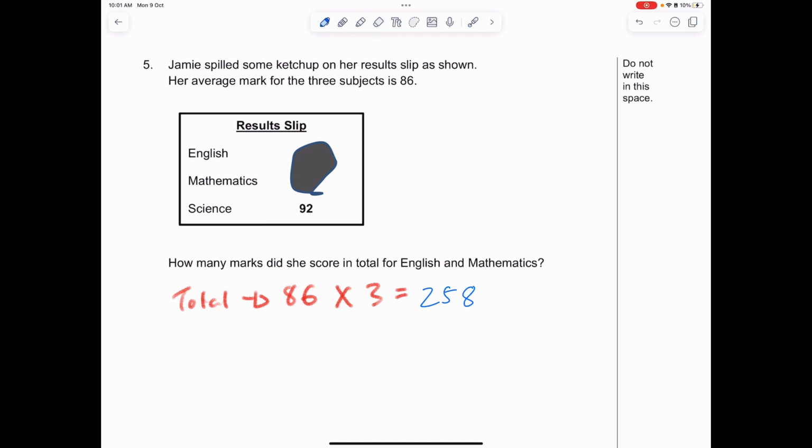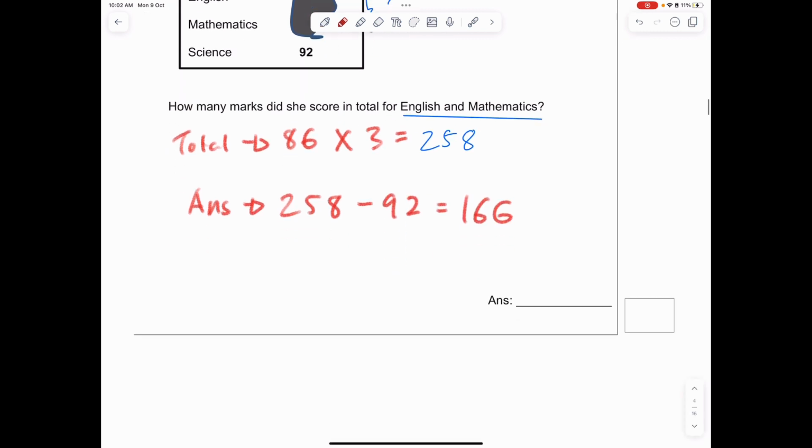Okay? Now, in total for these 2. So these 2 are the unknown. So what you can do is you take total, subtract away this amount. 92, you will get this total here. Okay? So your answer would be 258 subtract away 92 and your answer is 166 marks. Okay?